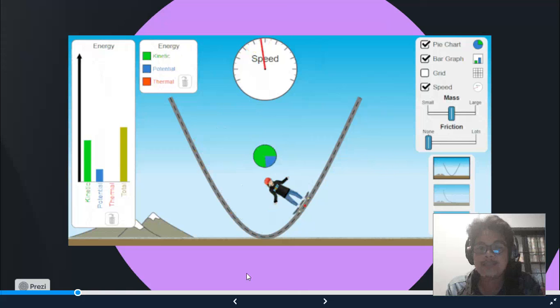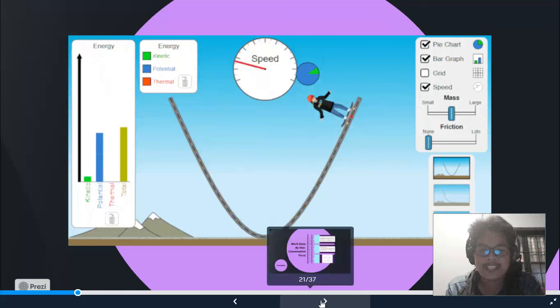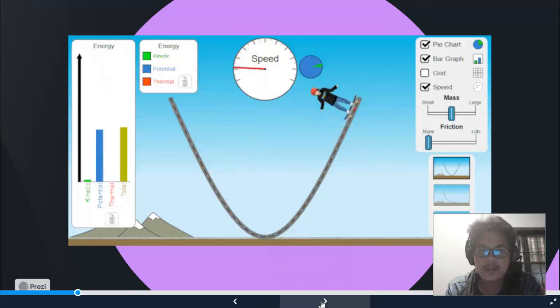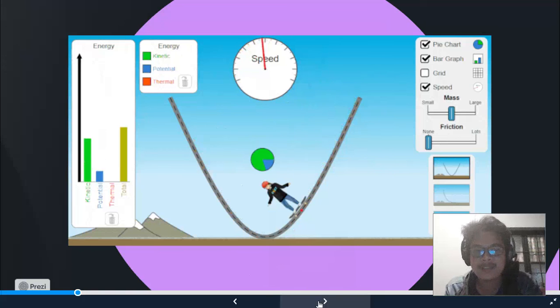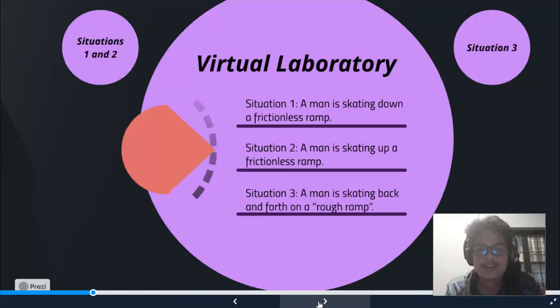Next, we will go on with situation 3. As a reminder, situation 3 is not on the frictionless ramp anymore, but on the rough ramp, which means friction is present. And thus, what energy is produced during friction? The one that was absent earlier, which is the thermal energy.